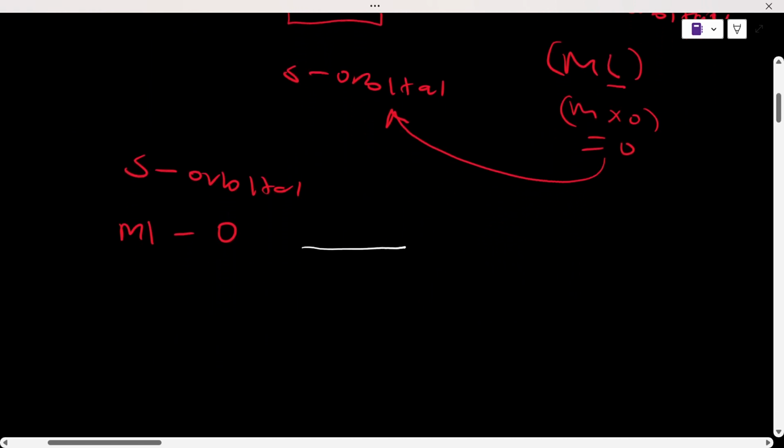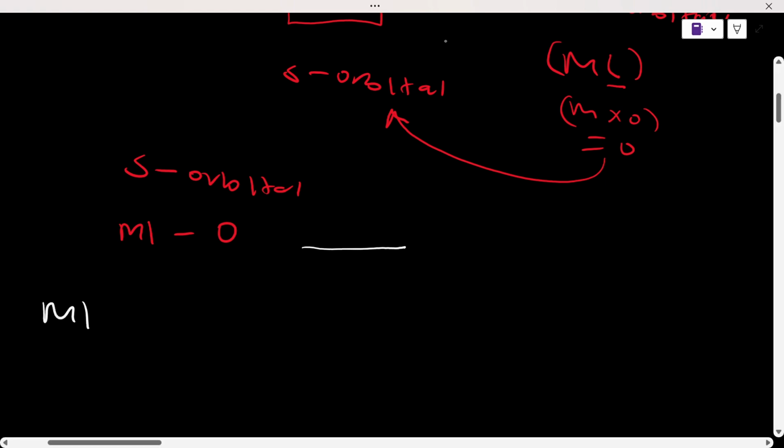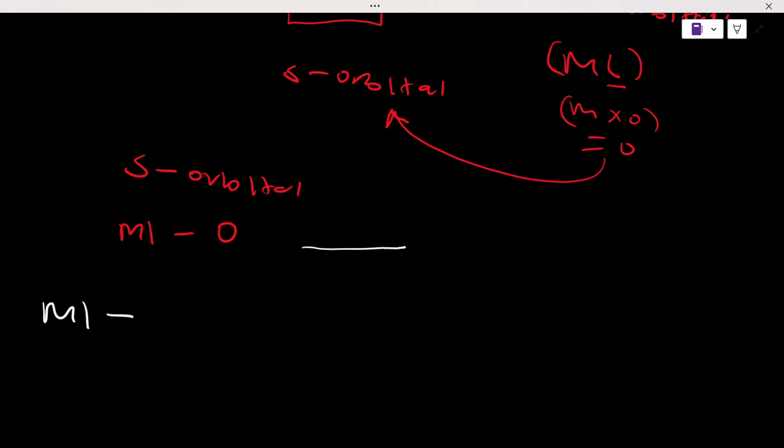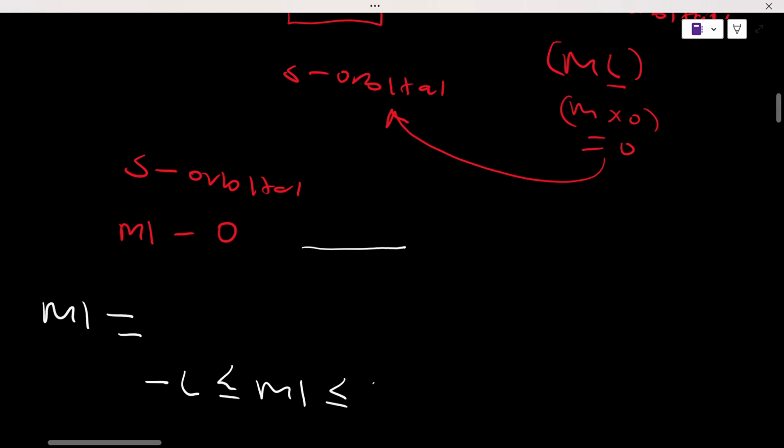So for that matter, we can get a relationship. So it means that ML, which is the magnetic quantum number, can range between negative L to positive L.